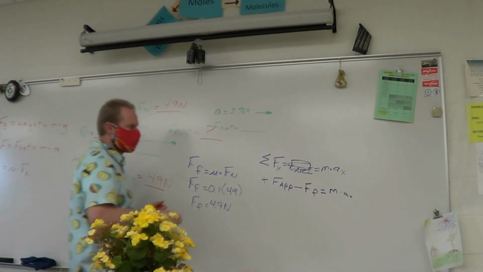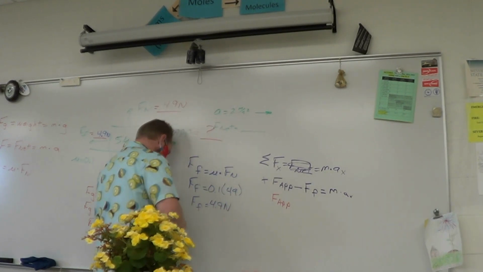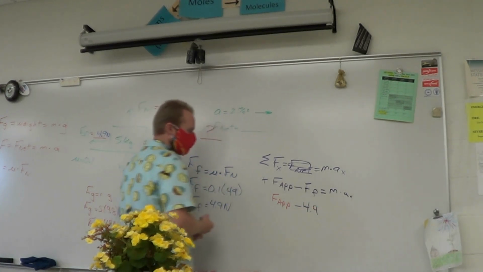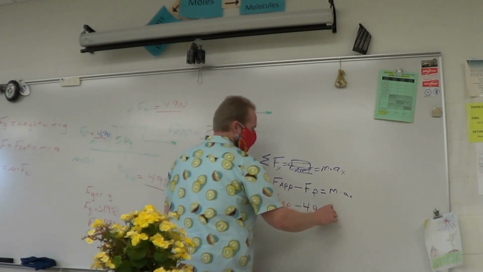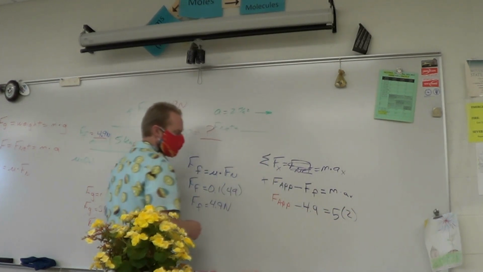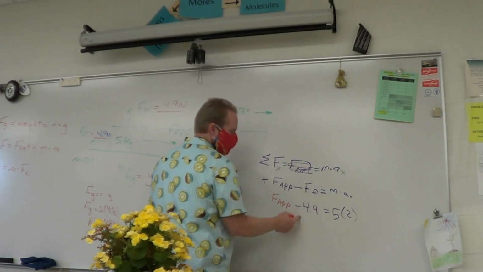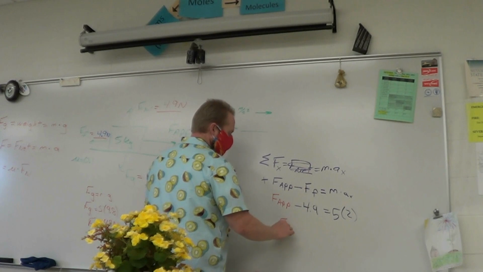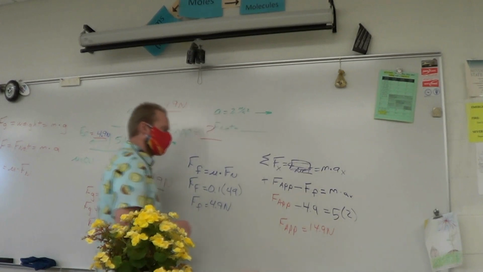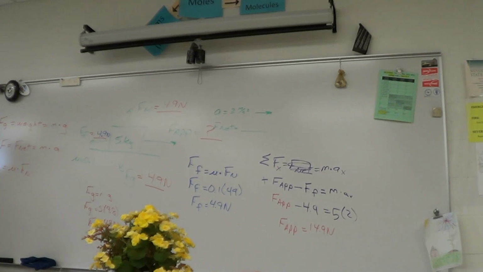Now, if we plug values in where we have values, we get an applied force minus the force of friction, which is 4.9, which is equal to the mass of 5 times the acceleration of 2, which is going to be 10. 10 plus 4.9, my applied force is going to be 14.9 newtons. My rights are 10 newtons bigger than my lefts.